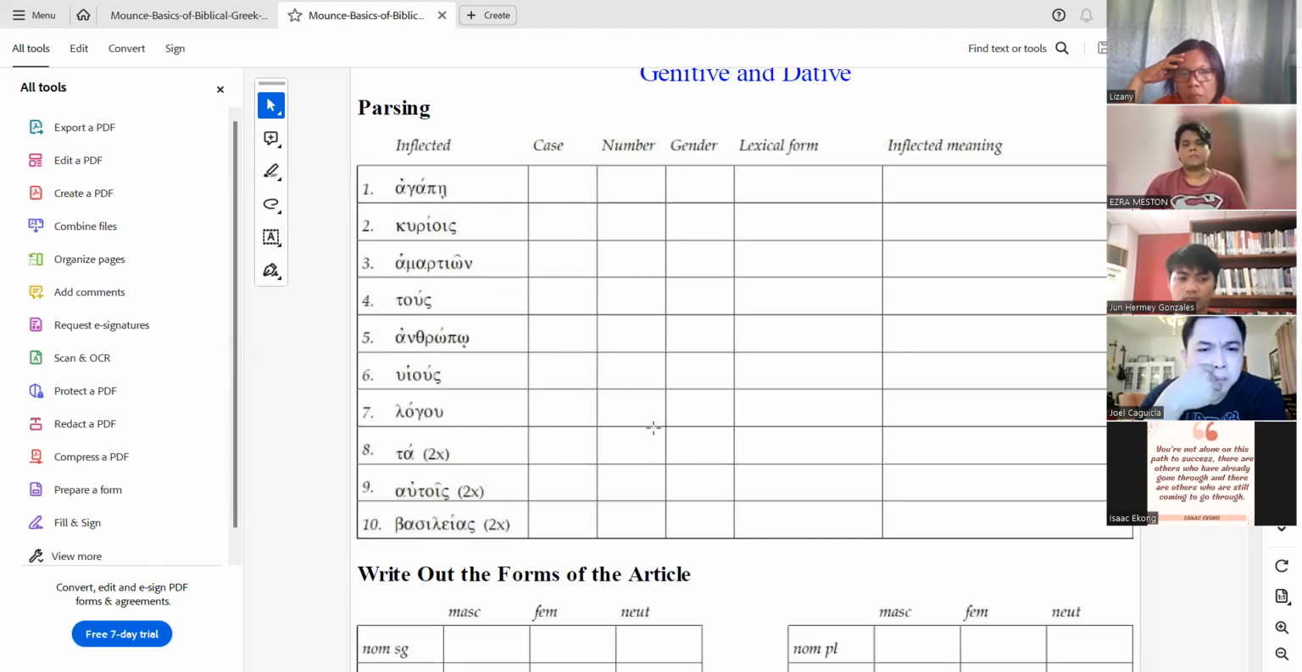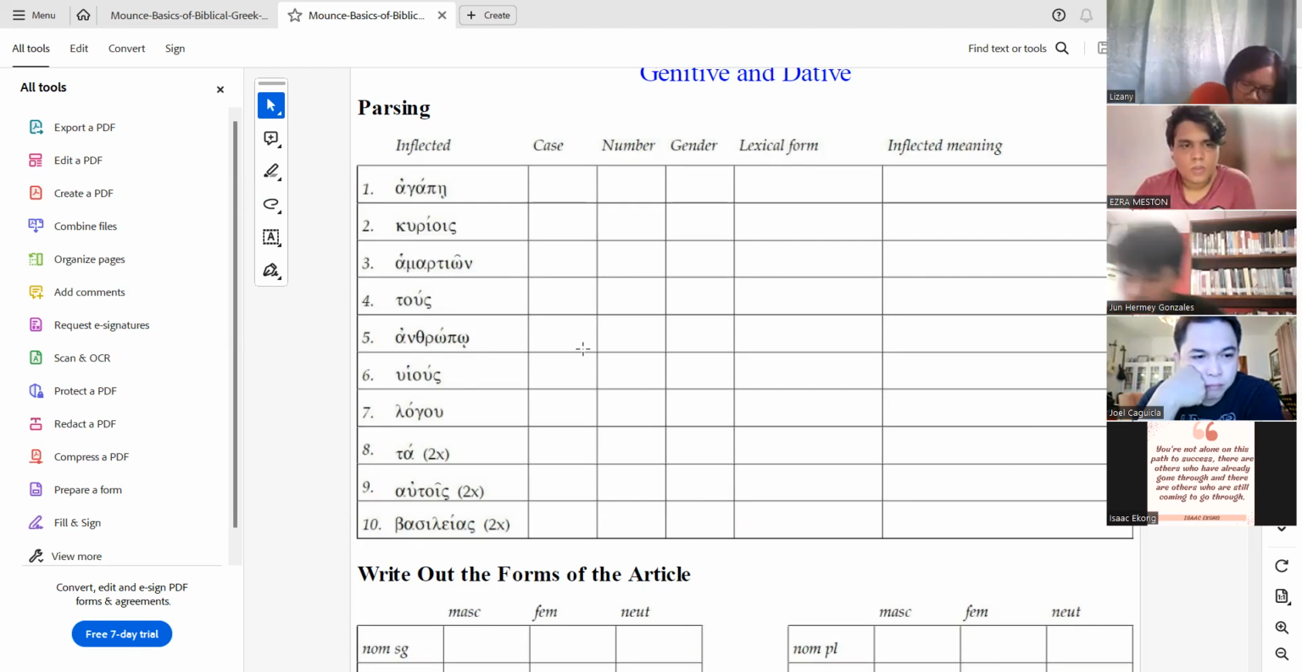So here it becomes singular, and then the gender is masculine. Good. The lexical form is logos. And the inflected meaning is, when it is genitive, you add "of." So it becomes "of the word." Of word. Okay. Thank you. It is very easy.